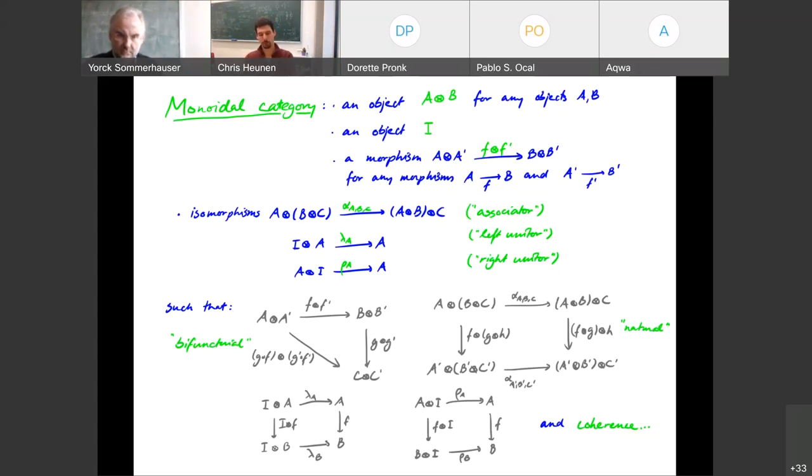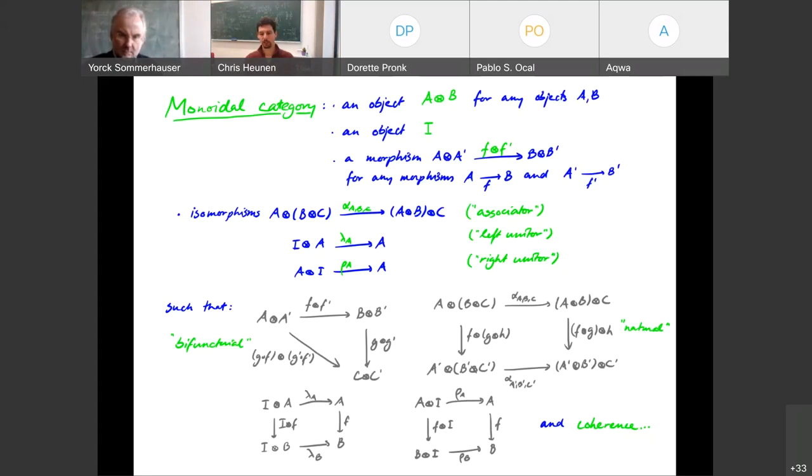I want those things to be the same, but I'm not going to ask that they're strictly equal, that they're literally the same object. I'm going to ask that there's a canonical isomorphism between them. That means a morphism that has an inverse such that if I compose, I get the identity on both sides. We'll call that the associator. It's typically called alpha. And similarly, if you have an object A and I tack on the empty system to the left, that should be the same as the object A itself. Or if I tack on the empty system I to the right, that should be the same as the system A itself. So I'll ask for natural isomorphisms of that type, and we'll call them the left and right unitors.